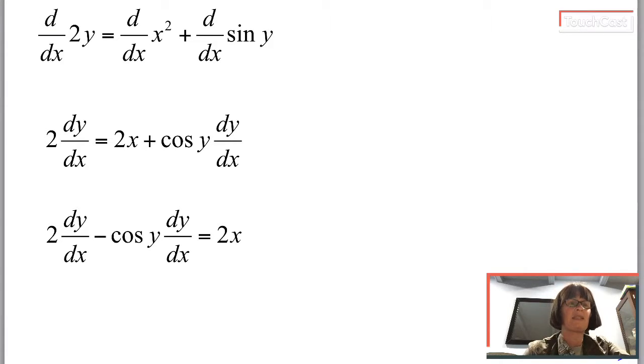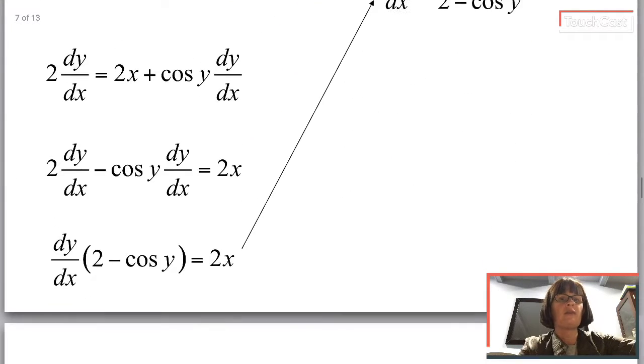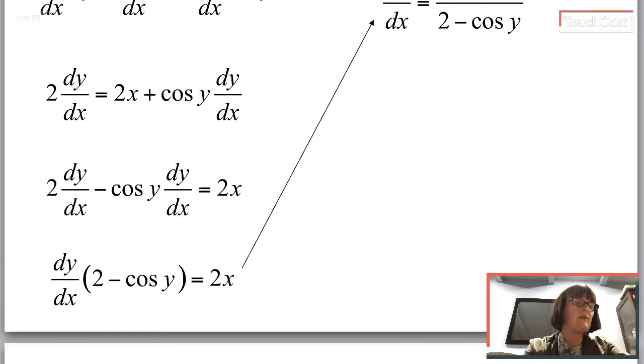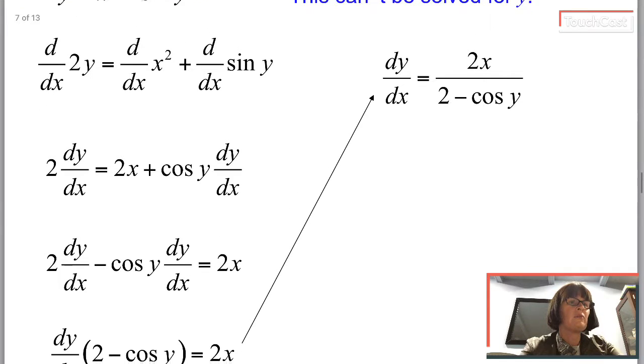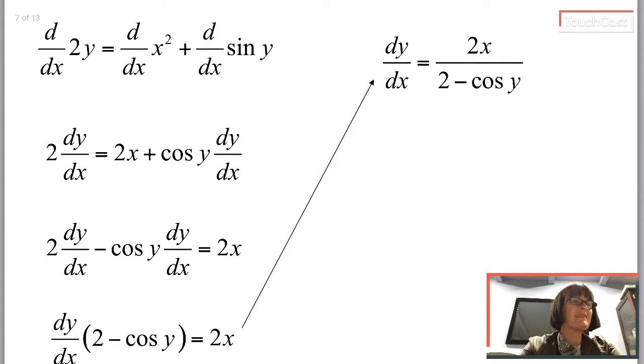This one's a tiny bit harder than the last one because now I have dy dx in two places. And I'm trying to isolate something that shows up in two places. So our technique here is to move any term that has a dy dx factor to one side, and move any term that doesn't have a dy dx factor to the other side. That's what I've done here by subtracting cosine y dy dx. Now the technique is to factor out the dy dx. In this case, I'm factoring out on the left dy dx times 2 minus cosine y equals 2x. Now I can isolate dy dx by dividing both sides by 2 minus cosine y. So that's what I have here. dy dx is 2x over 2 minus the cosine of y.